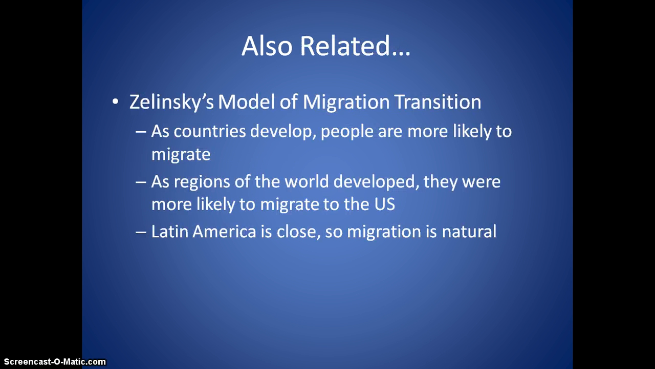And then, of course, also related to this is Zelinsky's model of migration transition, thinking about the relationship between who's coming to the United States and their level of development. Because as Zelinsky talks about, as countries begin to develop, people are more likely to move to other countries and begin to migrate, as he talked about in stage 2 of his model of migration transition.